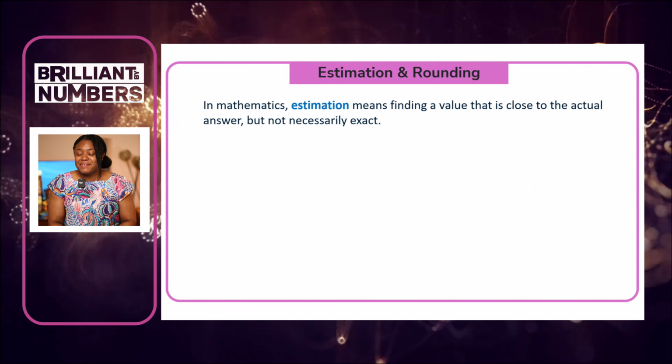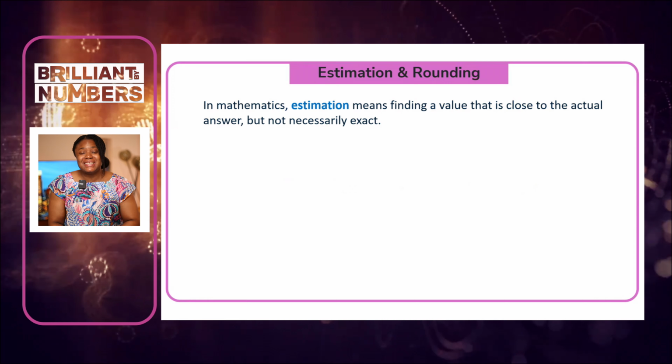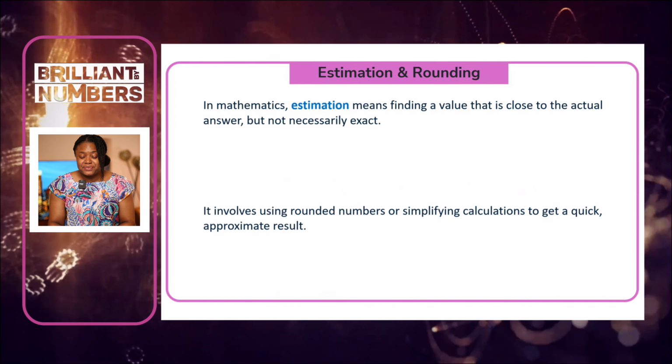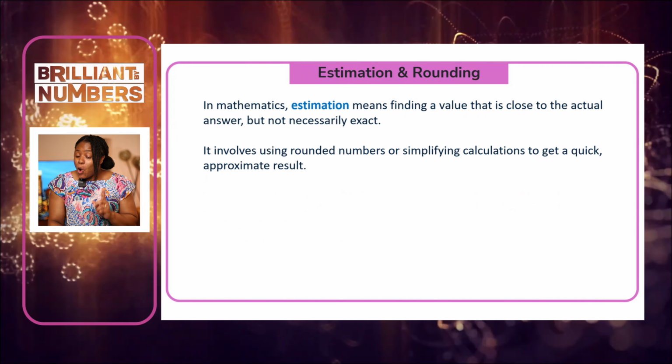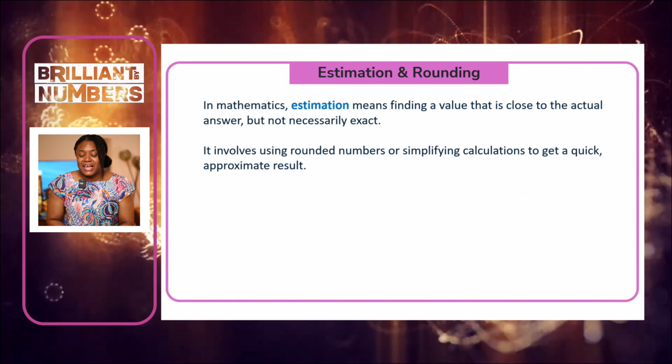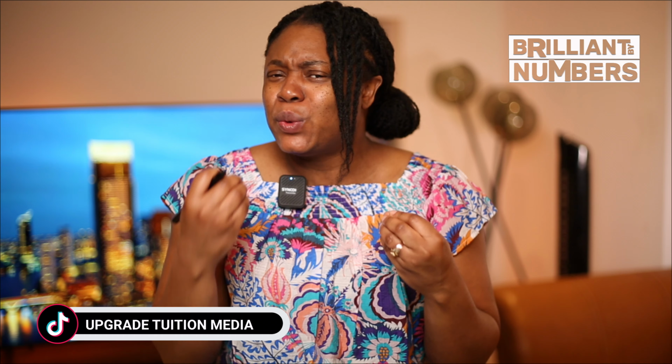In mathematics, estimation means finding a value that is close to the actual answer but not necessarily exact. Now, it involves using rounded numbers or simplifying calculations to get a quick approximate result. So I can do a quick rough check in my mind. For example, I'm going to the supermarket and I want to find out how much money I should take there. I can just do a quick estimate by rounding off all the items I need, rounding the money, and do a quick calculation.